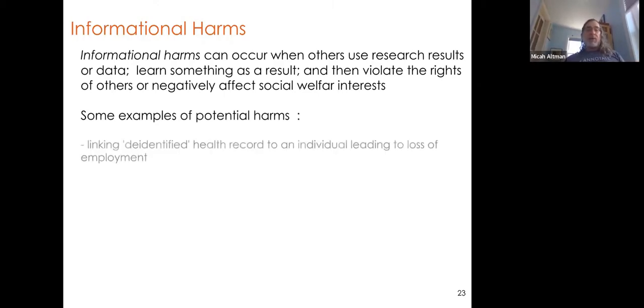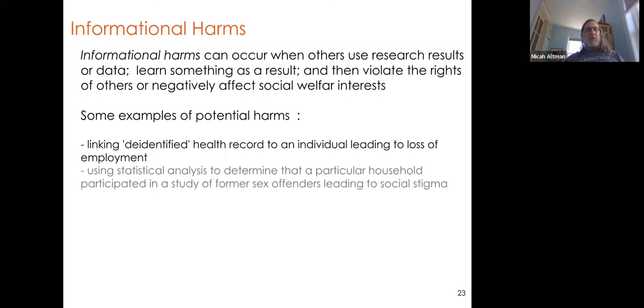But some examples of these harms are linking a de-identified health record to an individual. Find a data set, you manage to pin it to Micah Altman, I am denied employment, or I lose my employment because it's discovered I have this condition. So that's an anonymity harm.